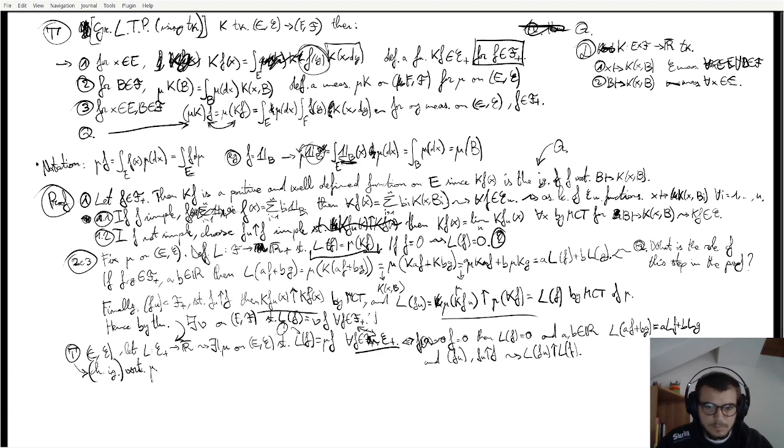Now taking as a function the indicator function B, we see that nu of B is mu k of B for any B in F, which means mu is equal to mu k. Yes. And this concludes the proof.